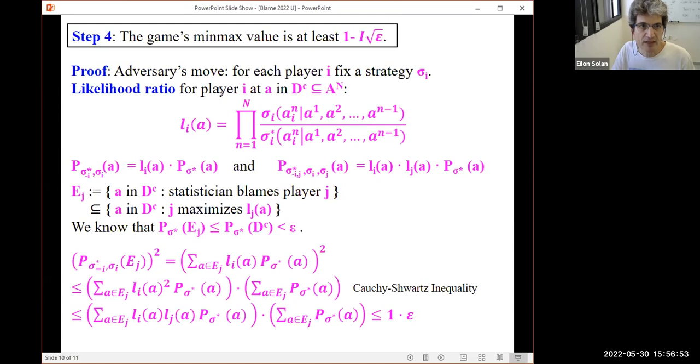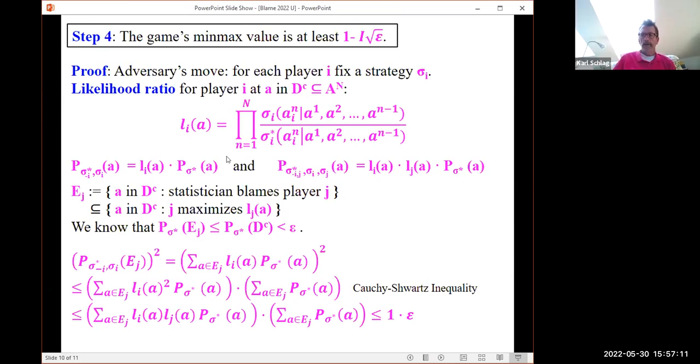So we proved that the min-max value is at least 1 minus I minus 1 times the square root of epsilon. So this is the proof of the theorem. We use the min-max theorem to prove it.